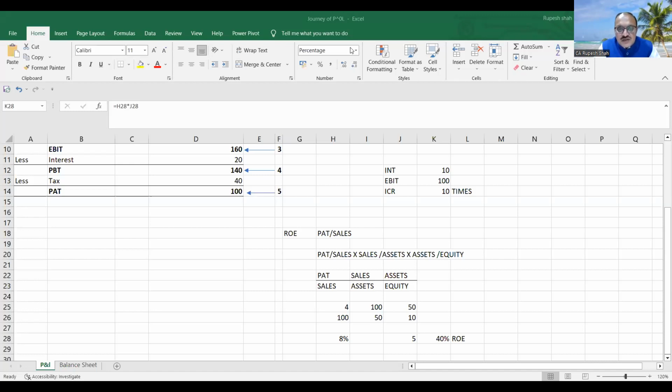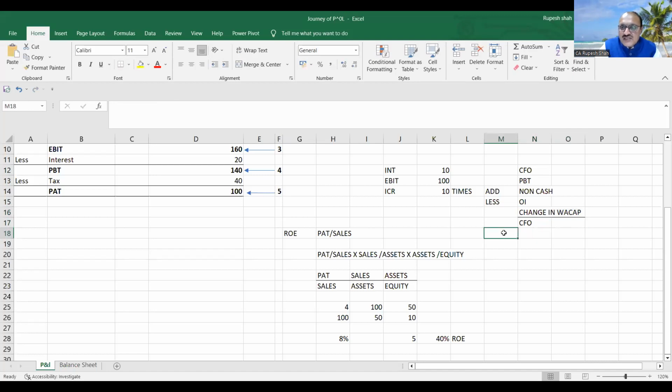Sir, can you explain the difference between free cash flow and operating cash flow? Okay, brilliant. See, operating cash flow is cash flow from operations, right? We start with profit before tax, then you add non-cash items, then you minus all your other income, and then you adjust for change in working capital. That gives you cash flow from operations ultimately.